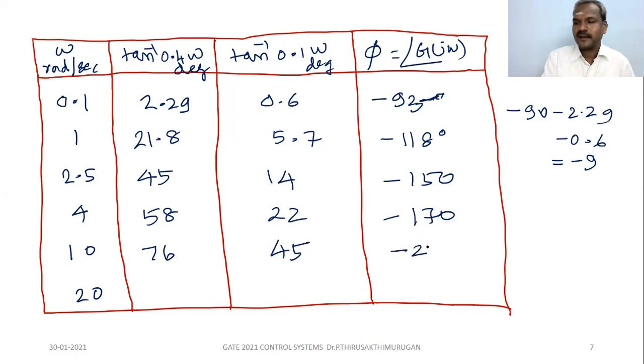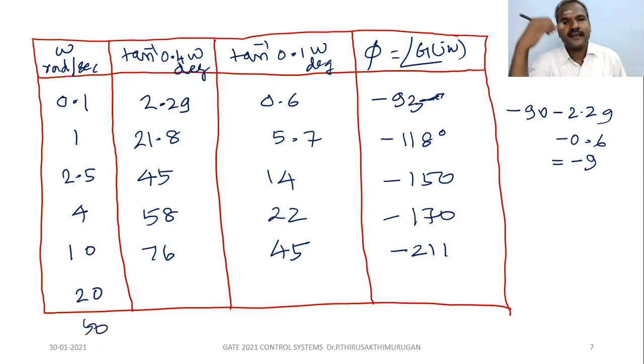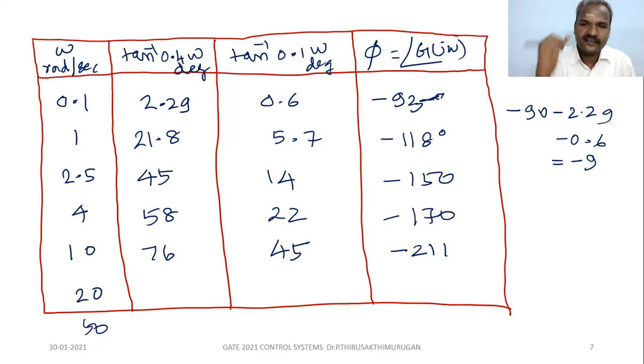One thing you have to find: whenever the phase angle crosses minus 180, we can stop, because our final corner frequency is up to 50. We need not go up to 50, because our main aim is to find the phase crossover frequency and the gain crossover frequency, and the gain margin and phase margin.